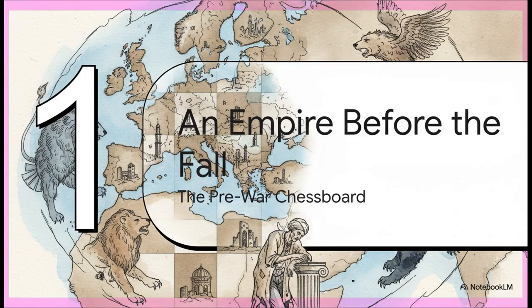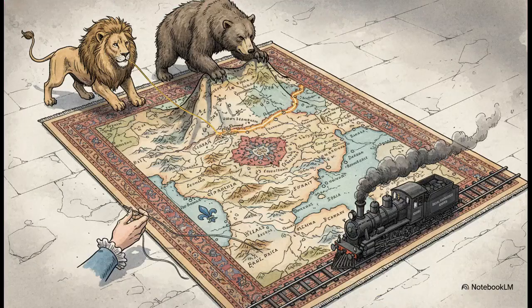All right, so let's set the scene. Picture this pre-war chessboard. Even before the first shots were fired in 1914, the Ottoman Empire was widely seen in European capitals as the sick man of Europe. It was slowly decaying, and that decay was creating a huge power vacuum. And the great powers, they weren't just watching from the sidelines. They were active players, moving their pieces into position, getting ready for the inevitable collapse.